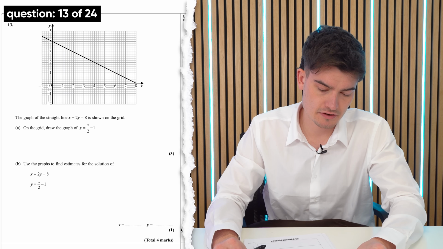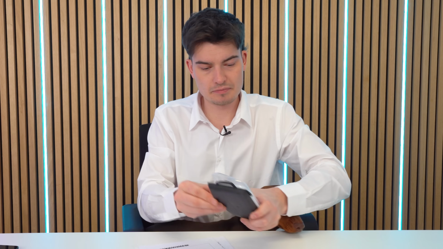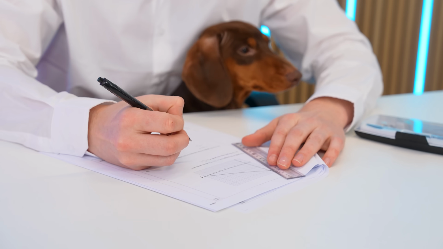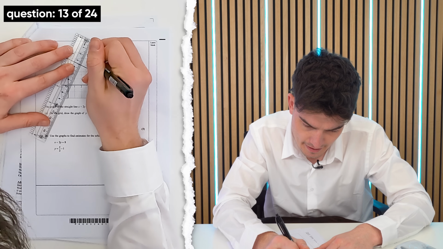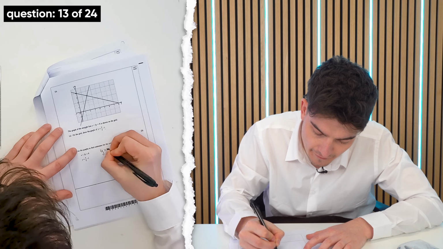Okay, you lot. The graph of the straight line, x plus 2y equals 8. Draw the graph of y equals half x. Hang on, Basil. For every 1 y, it goes up half an x. Yeah, like that. That looks good to me. Perfect, 2 marks well in. Use the graphs to find the estimates for the solution. Y equals 3, and x equals 2. That's gotta be a mark.